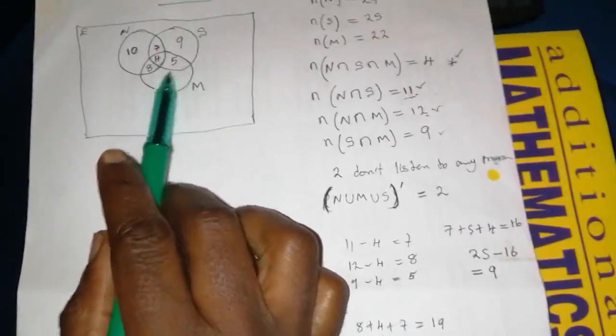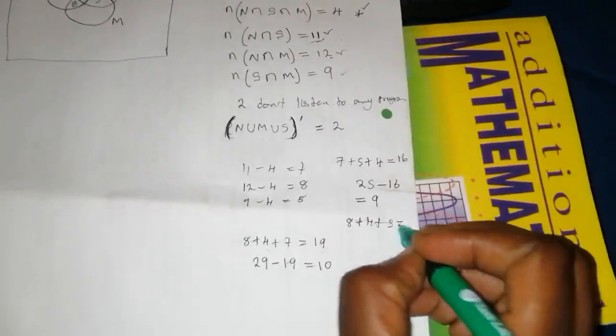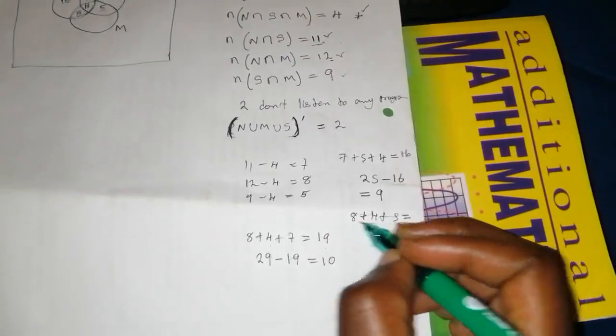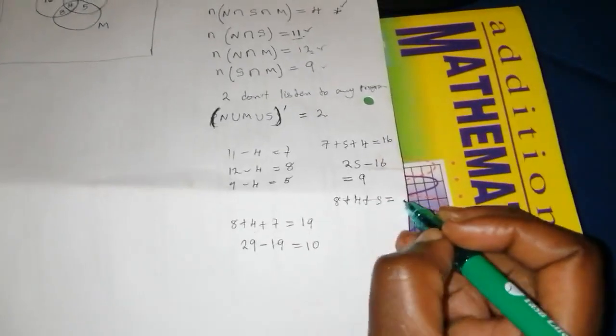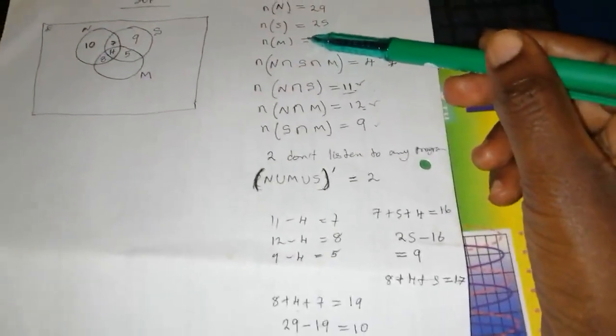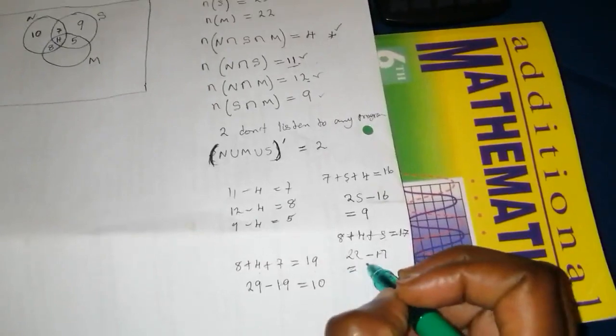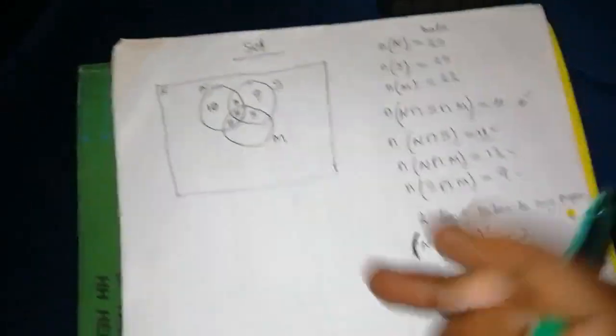Next we have music, so we're going to add 8 plus 4 plus 5. This is going to give us 17, because 8 plus 4 is 12, 12 plus 5 is 17. So we already have 17, and the total for those who listen to music is 22. So 22 minus 17 will give us 5. Yes, so we're going to put 5 there.